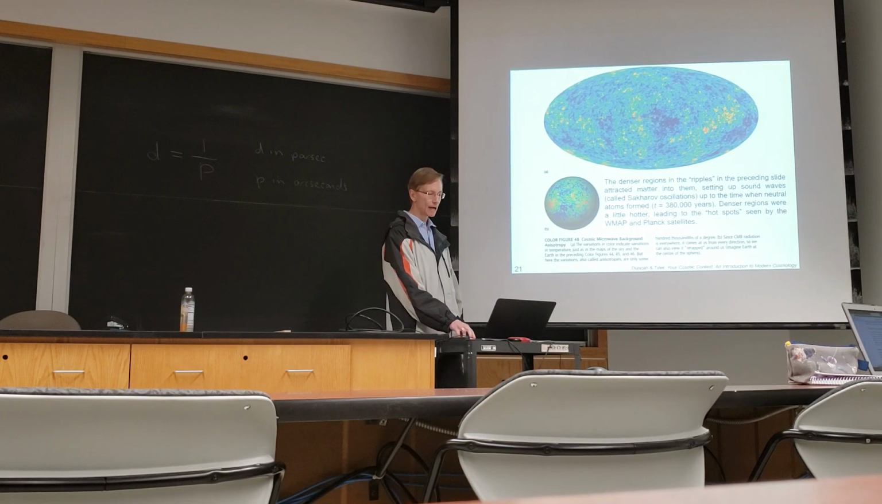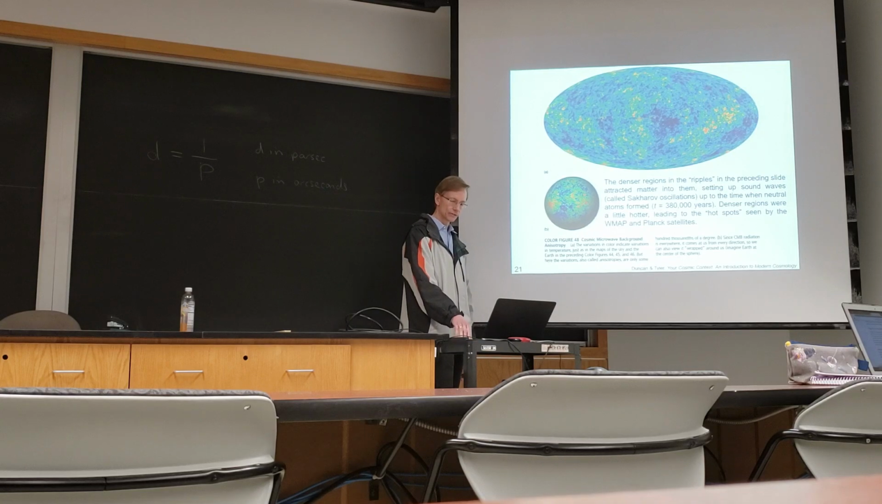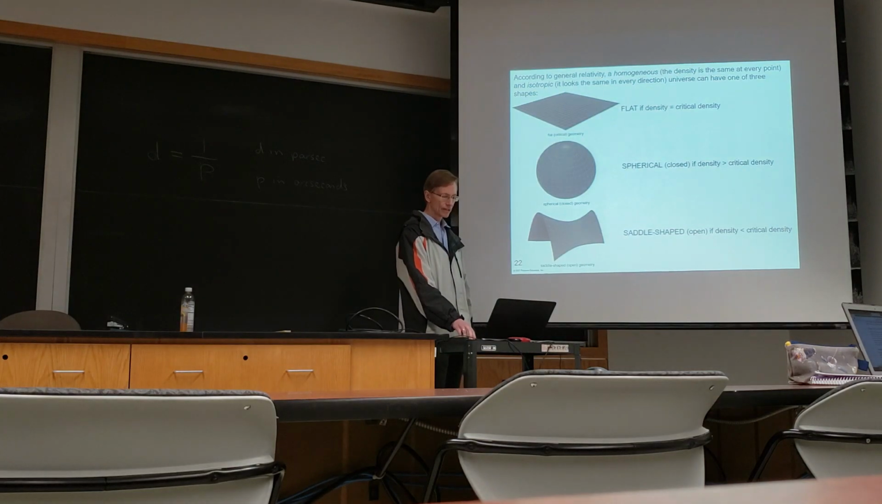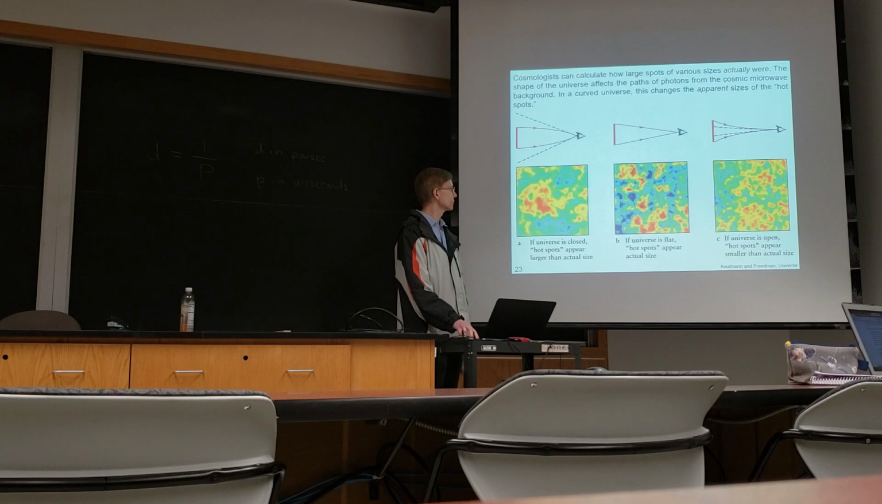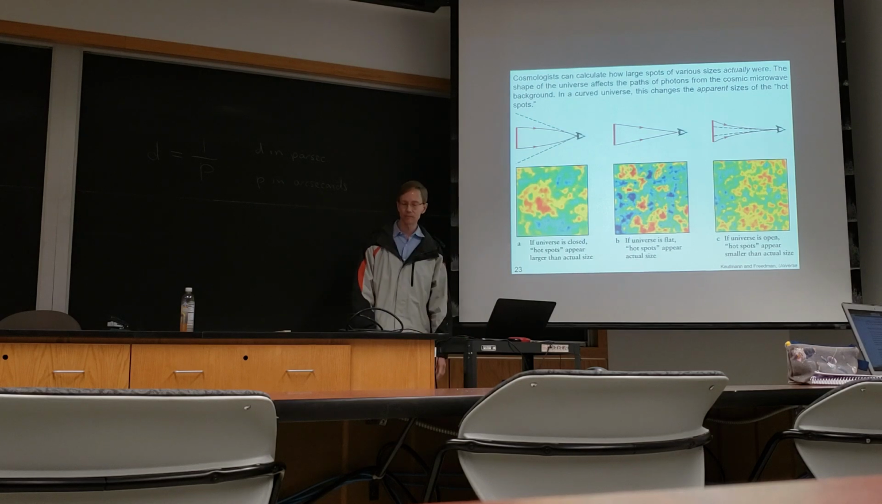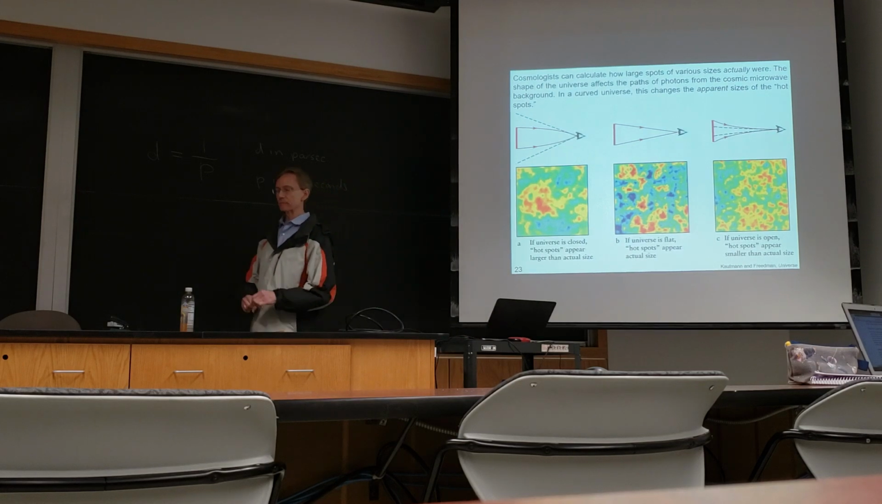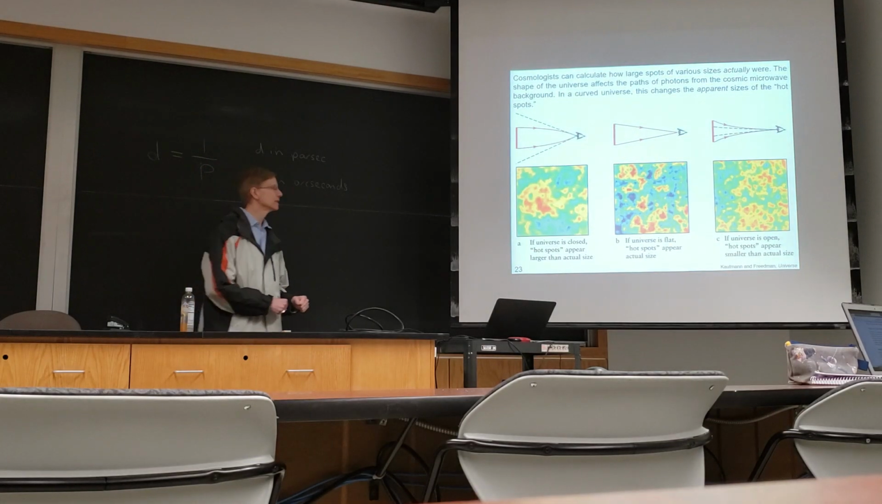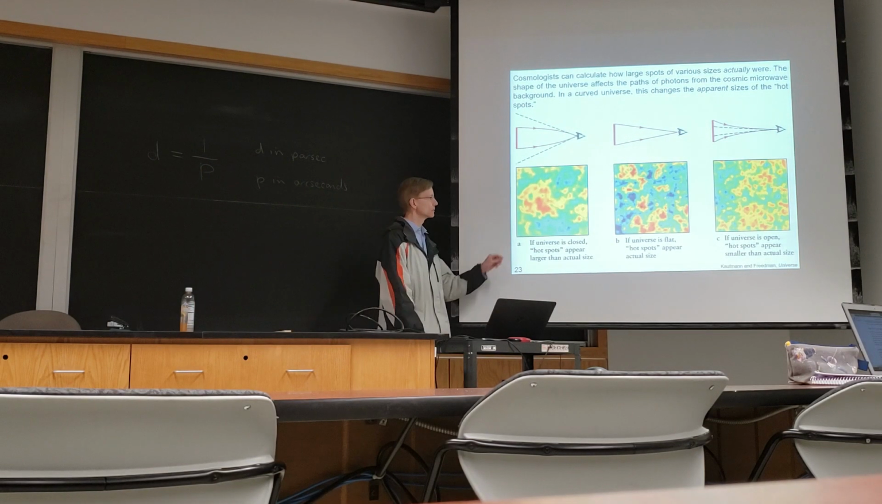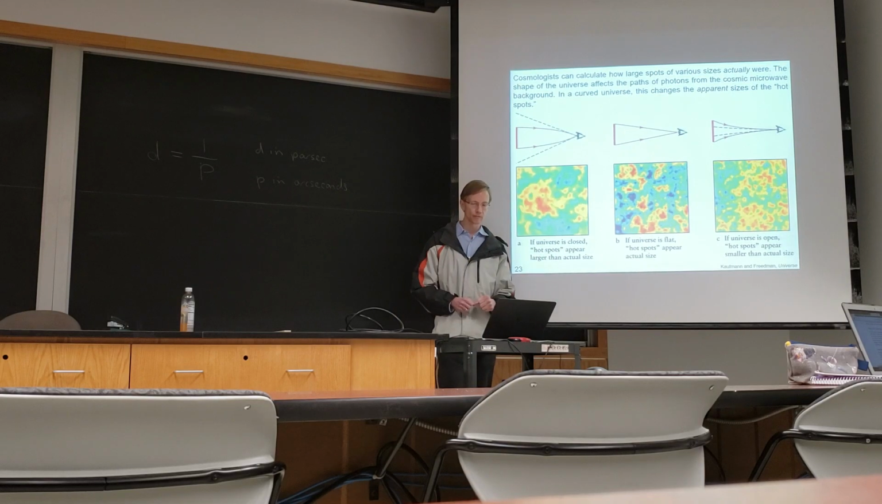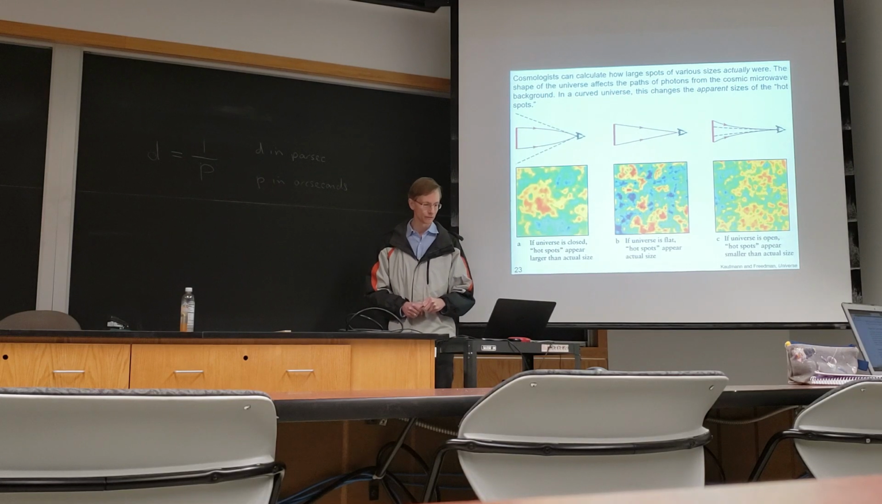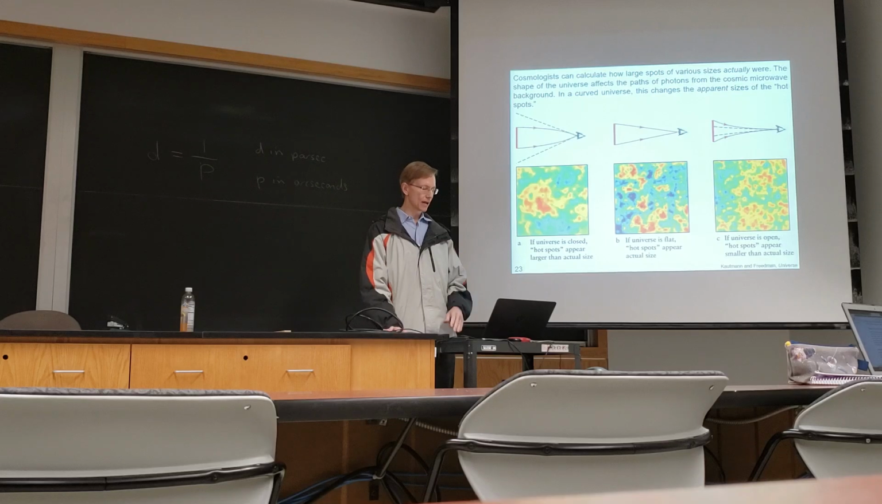Those hot and cold spots, the denser regions, later grew to be clusters and superclusters of galaxies. And the size of the hot spots has told us that the universe is flat, because the hot spots look the size that we predict they should in a flat universe. In a curved universe, they would either look larger or smaller because of the curved paths of the photons traveling through a curved universe. But in fact, they look the size that they should in a flat universe, and so they told us that the universe was flat.